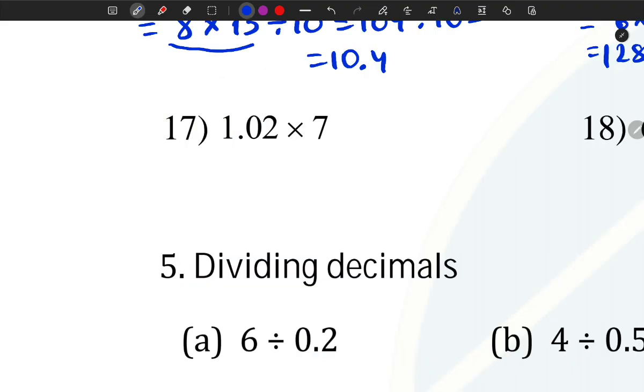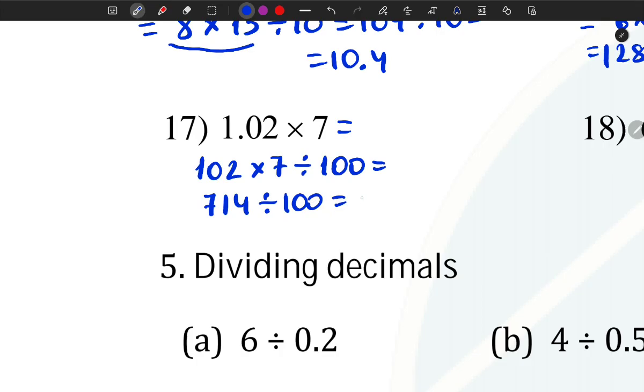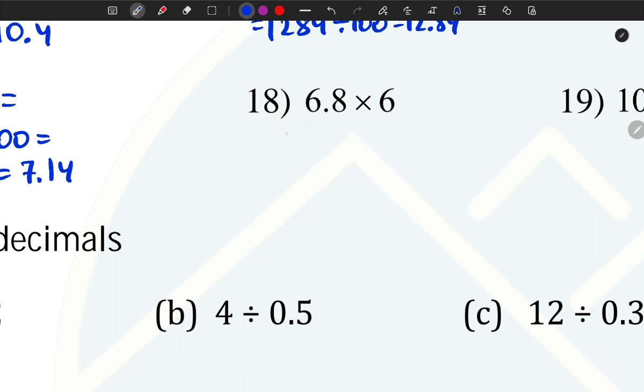Here we multiply 1.02 by 7. When we multiply 102 by 7, what do we get? We get 714. Then we need to divide this number by 100, we get 7.14. Here we need to multiply 6.8 by 6. First we need to multiply 68 by 6, then divide by 10.